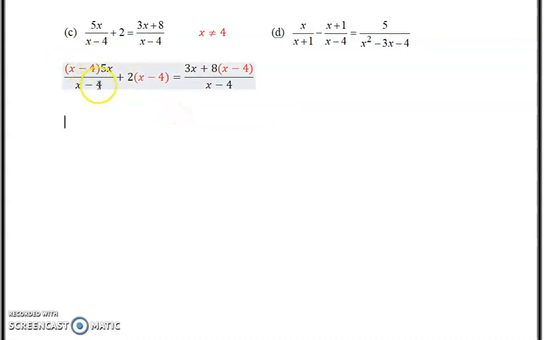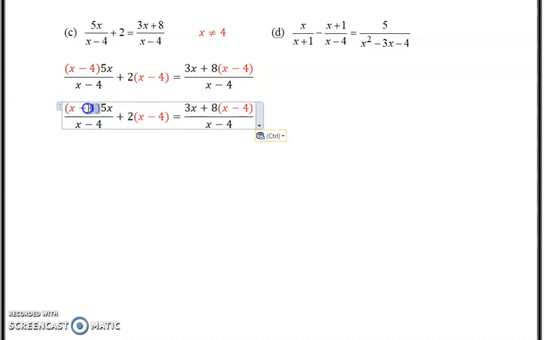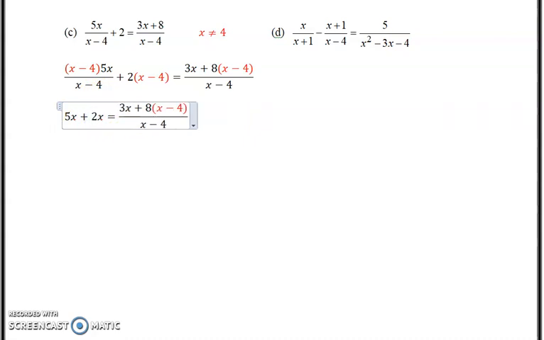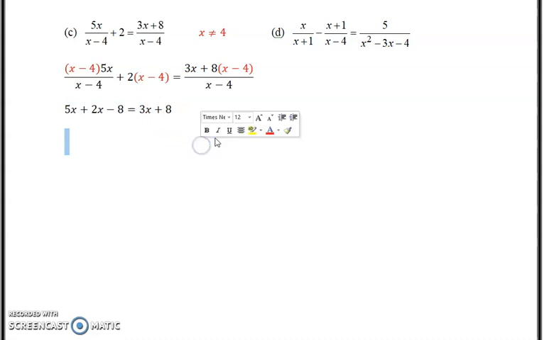So the x minus 4 divides with the x minus 4. It's gone, leaving you with 5x. 2 times x minus 4, we multiply that out, we get 2x minus 8. X minus 4 divides with the x minus 4, leaves you with 3x plus 8. Right? Beautiful. That literally is what it simplifies down to. So now we'll collect like terms and bring them together.